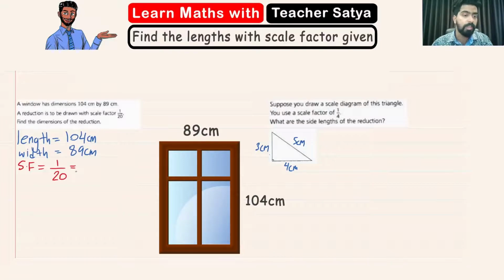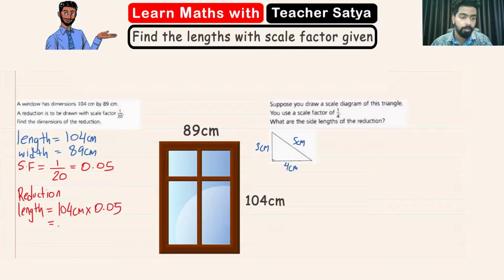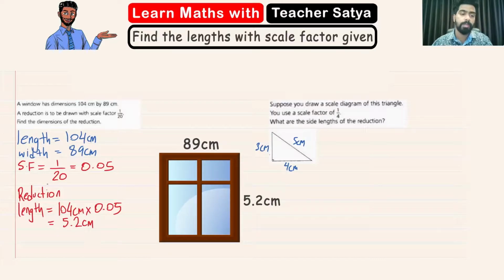And whenever we have the scale factor as a fraction, we will be converting it into a decimal, and 1/20 is 0.05. Alright guys, now we are going to find the reduction of this shape. So let me write down reduction. Now in order for us to find the reduction length, we take the original length and multiply by the scale factor. So the original length is 104 cm, multiplied by the scale factor, which is 0.05. So the reduction length would give us 5.2 centimeters if my calculations are correct.